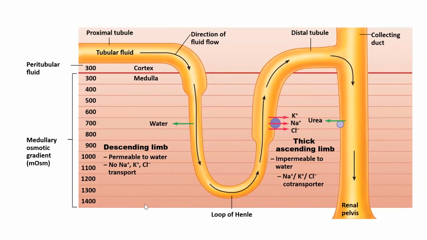Because the descending limb is permeable to water, but it is not permeable to other solutes, only water moves across the descending limb. And because the ascending limb has the exact opposite, it is permeable to solutes sodium, potassium, and chloride, but it is impermeable to water. We can only move solutes up the ascending limb. And that difference in the anatomy, that difference in the permeability of the different parts of the loop is what is responsible for setting up the medullary osmotic gradient.